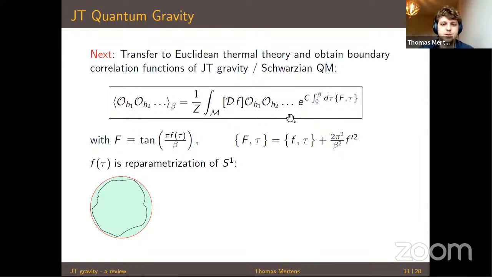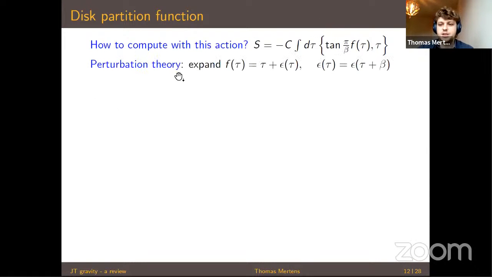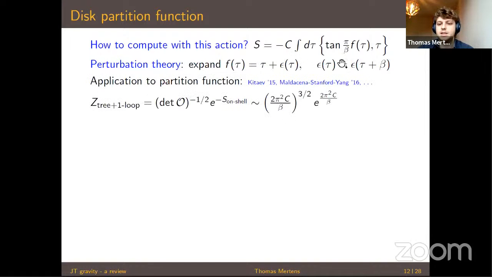But now I want to do it fully quantum mechanically. I want to do the path integral over this degree of freedom. Now you immediately ask then, how do you actually compute with this action? Because the Schwarzian derivative, of course, is a higher derivative, this looks like a very complicated problem. Now, the first idea you might get is to do perturbation theory, where you would expand f of tau around its saddle, which would be tau plus some fluctuation epsilon of tau, and then you insert this in here, and you distill the propagator and vertices and so on.